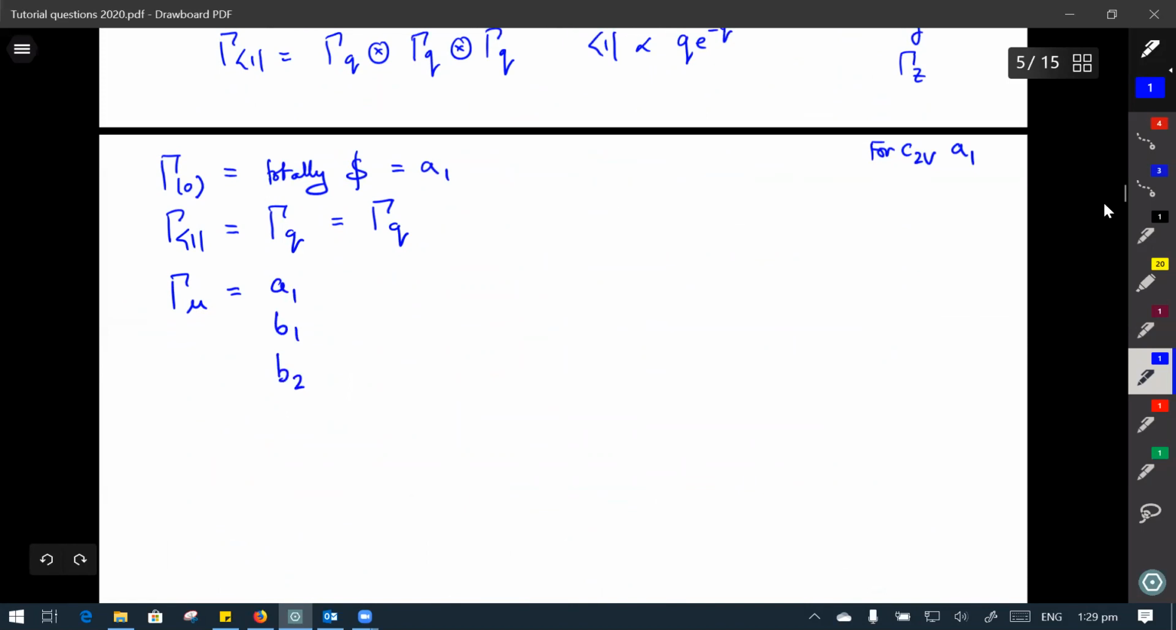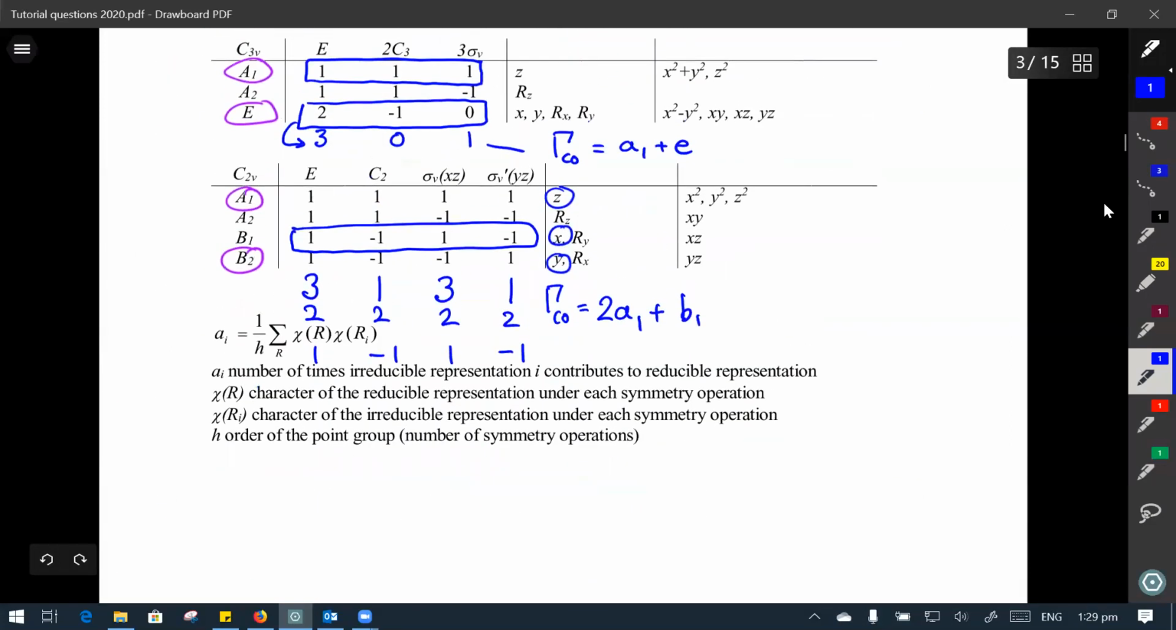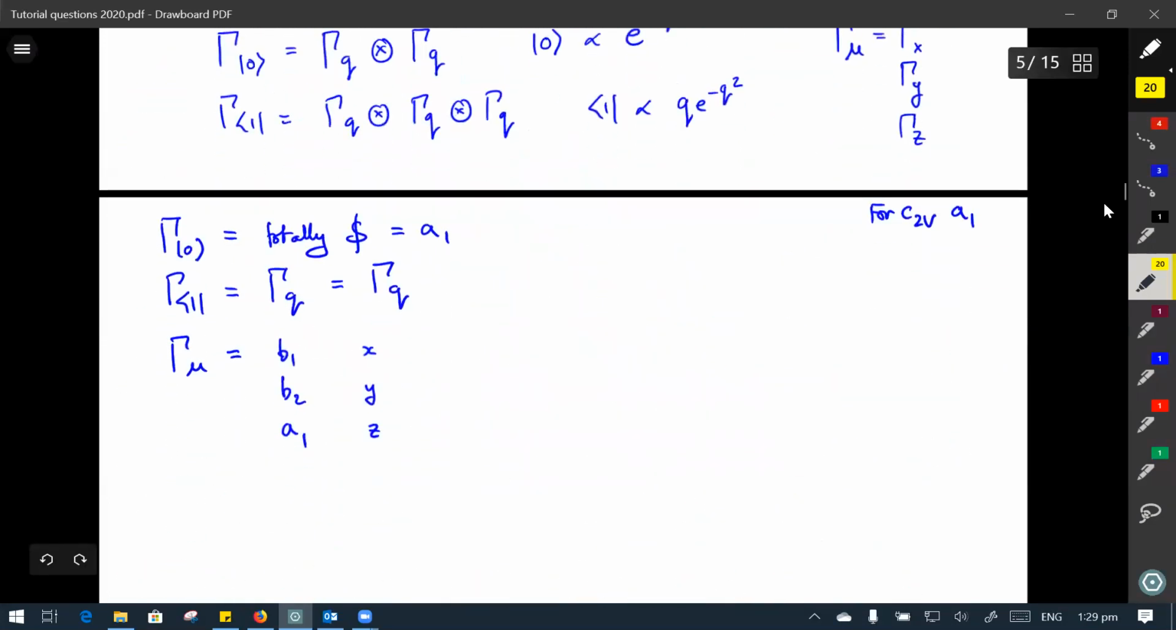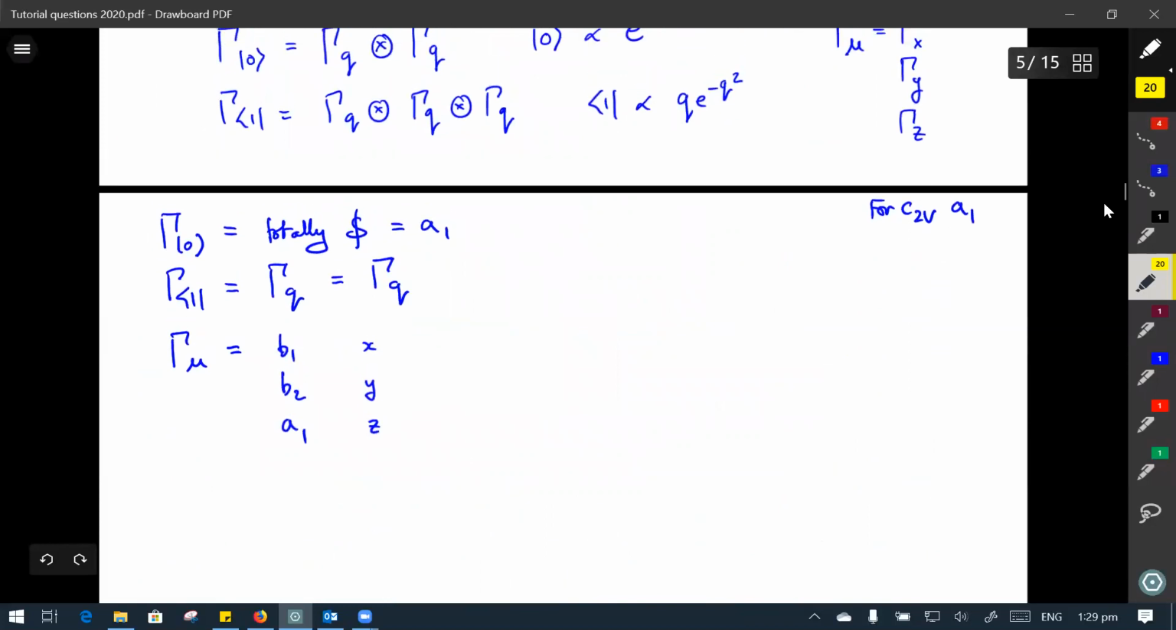Actually, maybe I'll do it in the right order, sorry. Let's do it as X, Y, and Z. So it's B1 for X, B2 for Y, and A1 for Z. So that's the X, the Y, and the Z. I literally just got that by reading it off the character table. The information's sitting right in front of you, you just need to read it. That's brilliant. Okay, so we've got that. So now we can ask the question, well, okay, so for C2V, we had the oh, whoops, sorry about that.